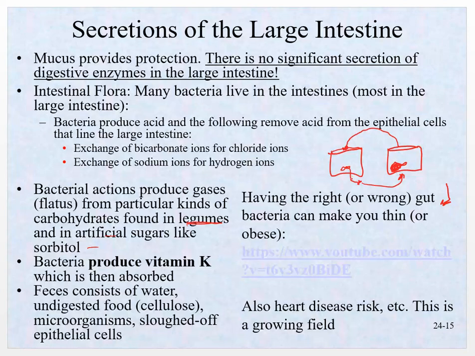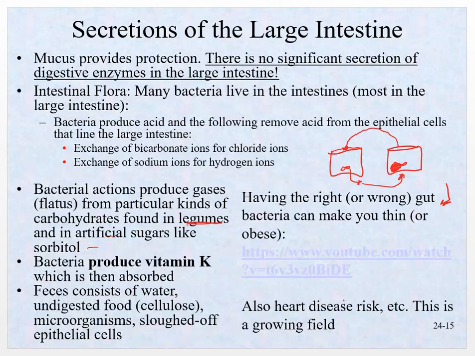And they figured out that the fat mouse would actually, and when I say fat, I mean obese, they were big, would actually lose weight. Okay, so there's something in the intestinal flora that was causing, this is what they concluded anyway, that was causing the mice to lose weight. Okay, so having the right or wrong gut bacteria can make you thin or obese. Also heart disease risk.